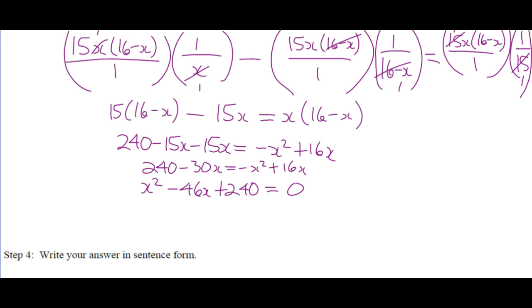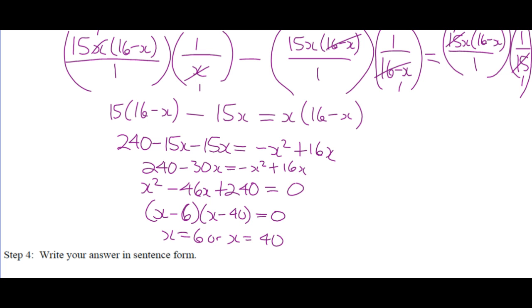Because we're looking for numbers that multiply to 240, 10 and 24. No, so we've got to also add up to 46. 6 and 40? That's just too obvious. x minus 6, x minus 40, right? Yeah. Okay, so I have two solutions, perhaps.